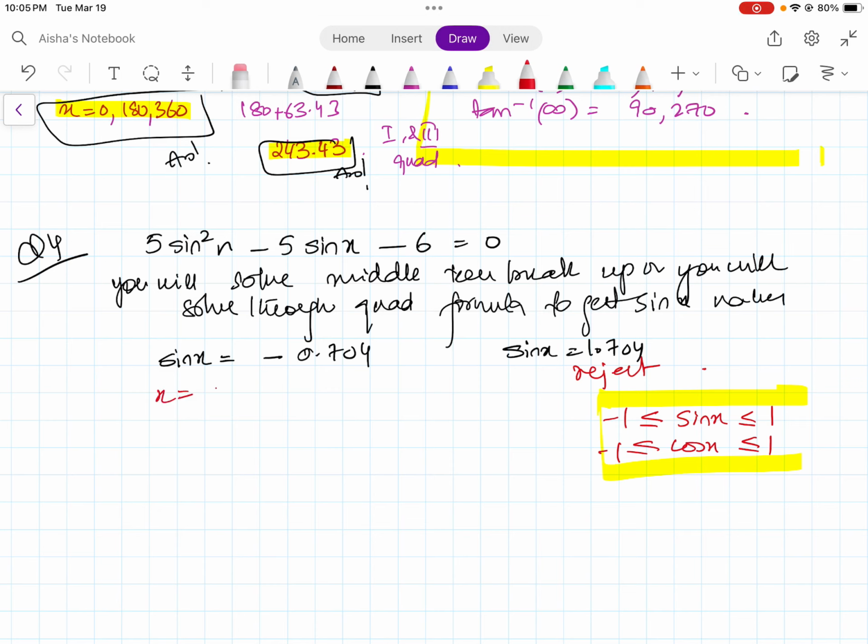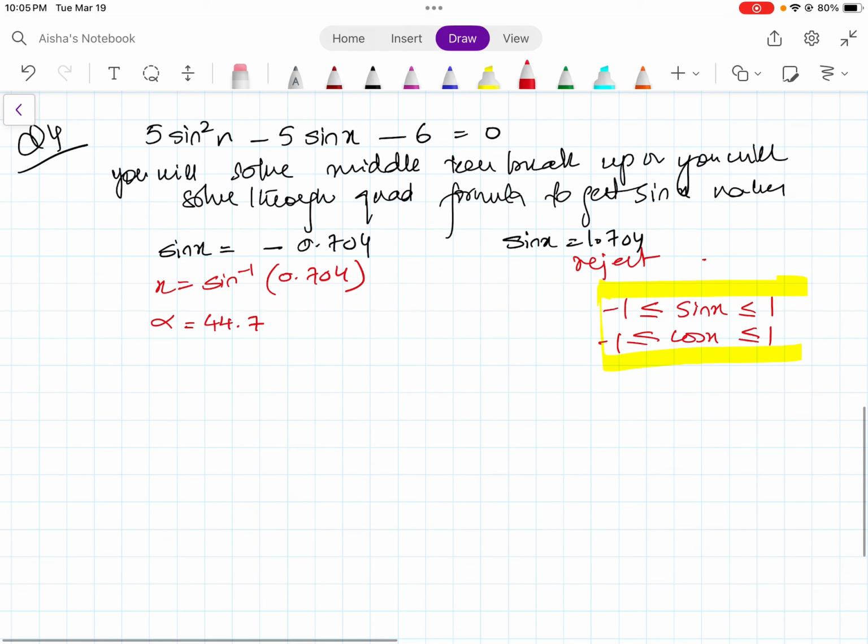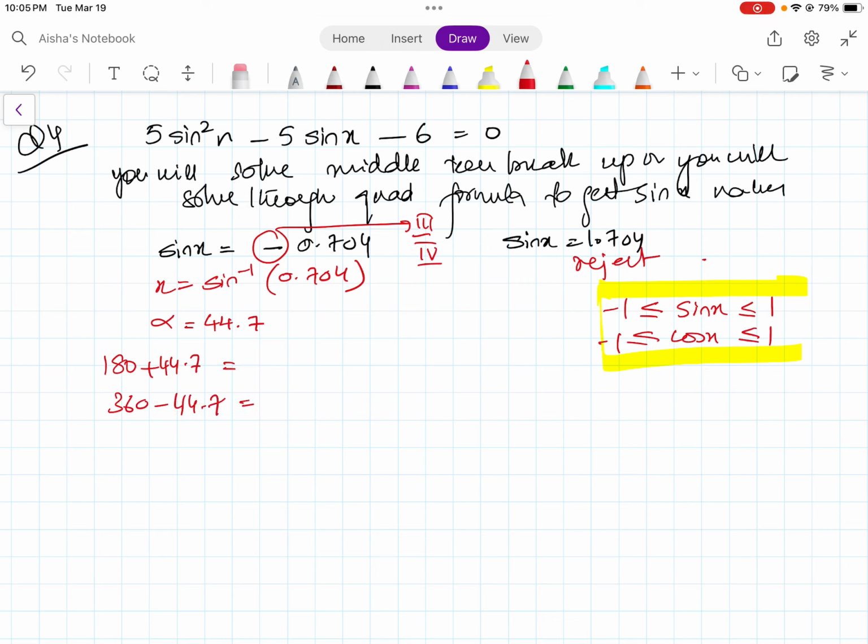For this one, alpha will be sin inverse 0.704, which is 44.7. Now, negative sign is in the third and fourth quadrant. 180 plus alpha, 360 minus alpha. So 224.75.